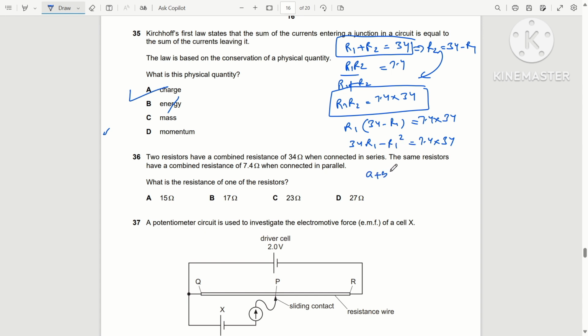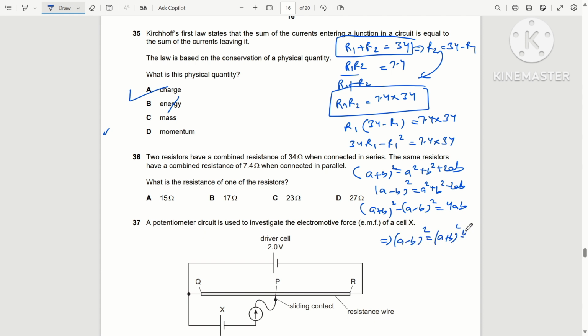We know that A plus B whole square is given as A square plus B square plus 2AB, and A minus B whole square is given as A square plus B square minus 2AB. So from these two equations you can write A plus B whole square minus A minus B whole square is equal to 4AB. Means A minus B whole square is equal to A plus B whole square minus 4AB. So here AB is R1 R2, and A plus B here will be R1 plus R2.